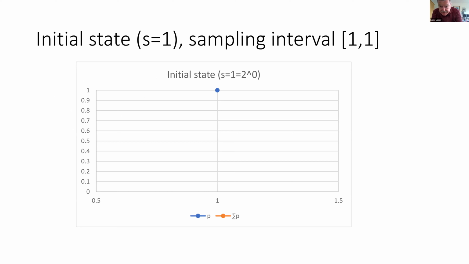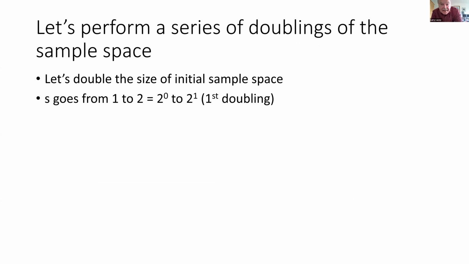But the beauty of this thought experiment is that we can expand it. So let's expand the sample space. It's currently in the initial state 1, 1, 1. So we're going to expand that, and the way we're going to do it is via doublings of the sample space. You could do it in different ways, but I do it in terms of doublings. So let's do the first doubling.